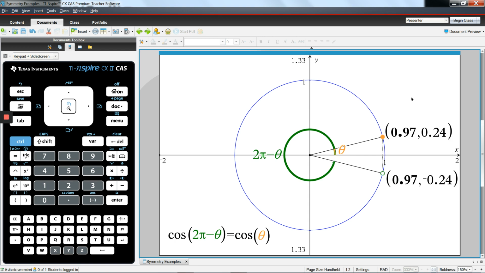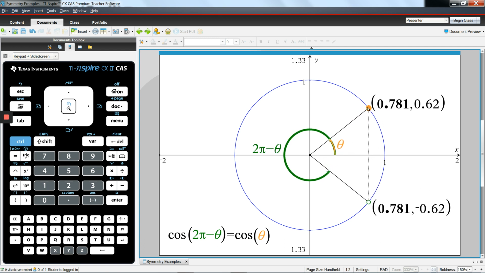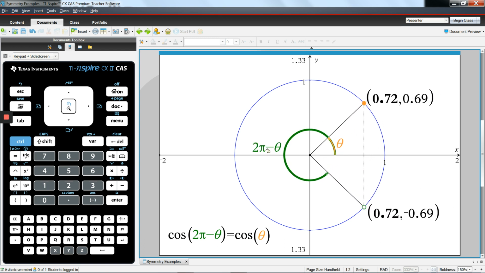Moving on to cos, something similar happens. Again, I've got orange, which was my original theta, and green, which is my 2 pi minus theta in this case. So I want you to look at the x values of the 2 points. As I increase my value of theta, as you can see, the theta changes and 2 pi minus theta changes in response to that as well.